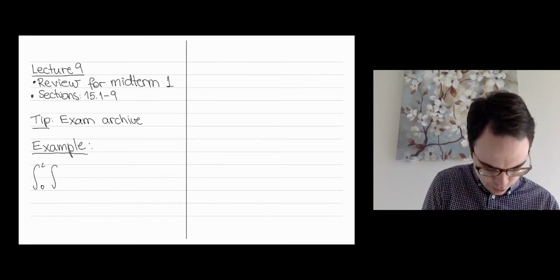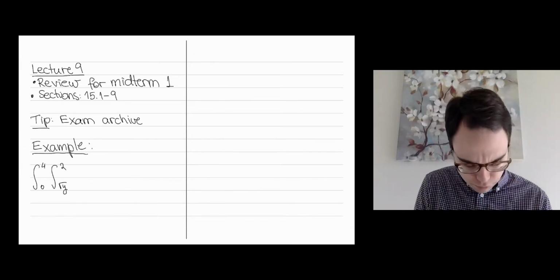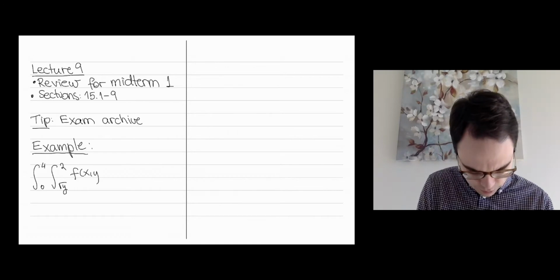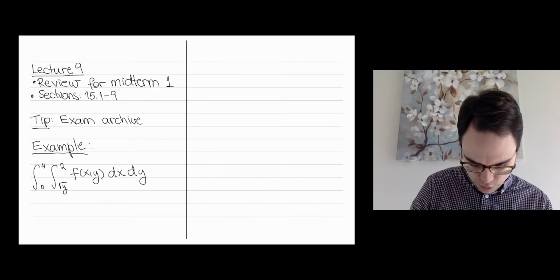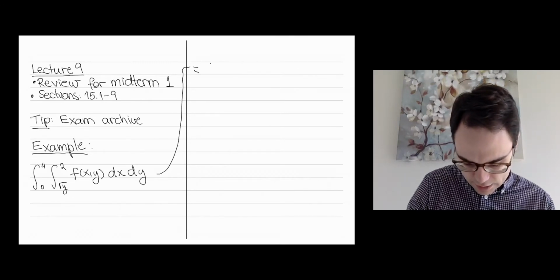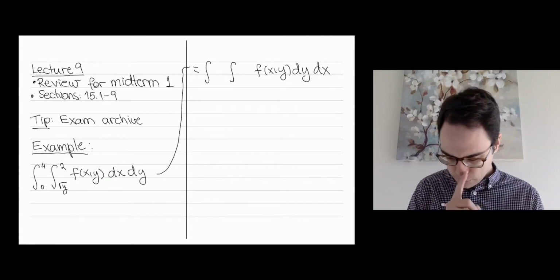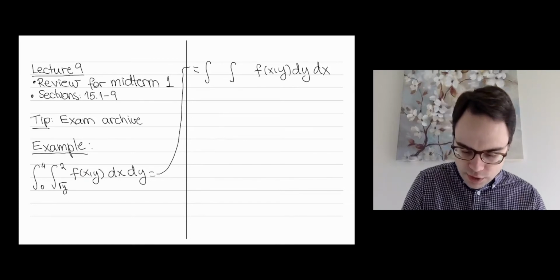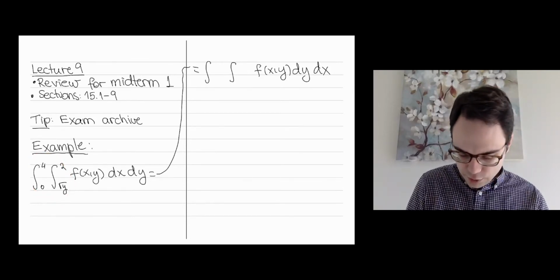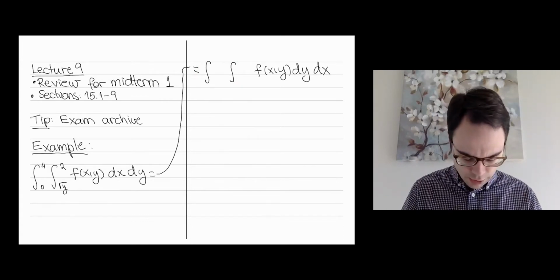So the outer bounds are 0 and 4. The inner bounds are root y and 2. And we have some function of x and y. And our job is to change the order of integration from dx dy to dy dx. So we have to fill in the bounds in the order dy dx. To do this, you should not go straight from the old bounds to the new bounds. We should absolutely draw a picture of this region of integration.